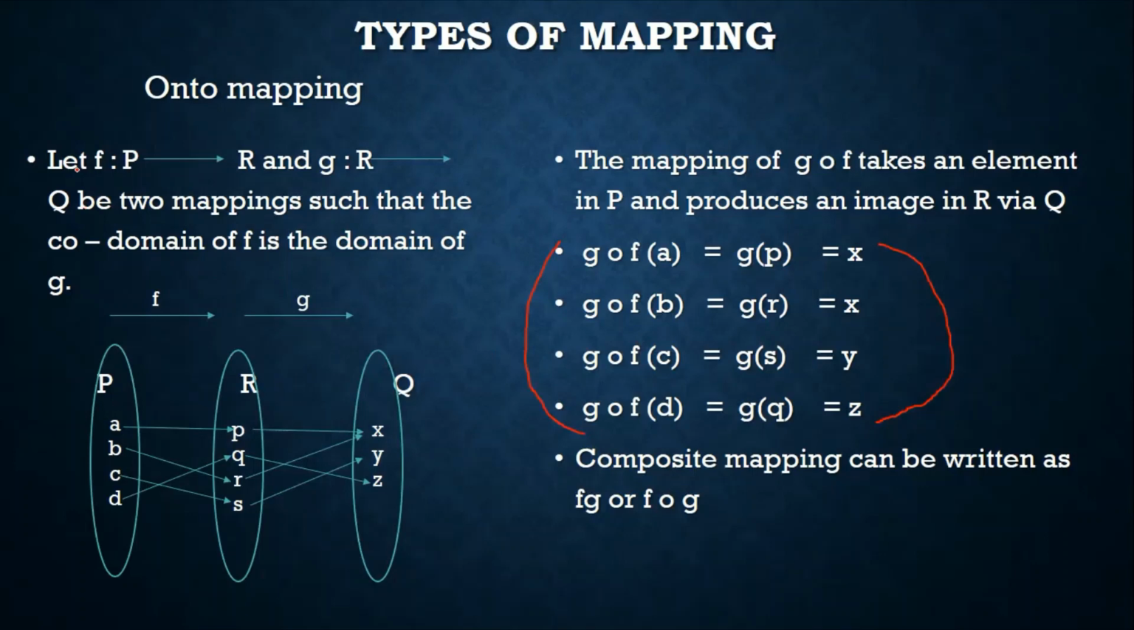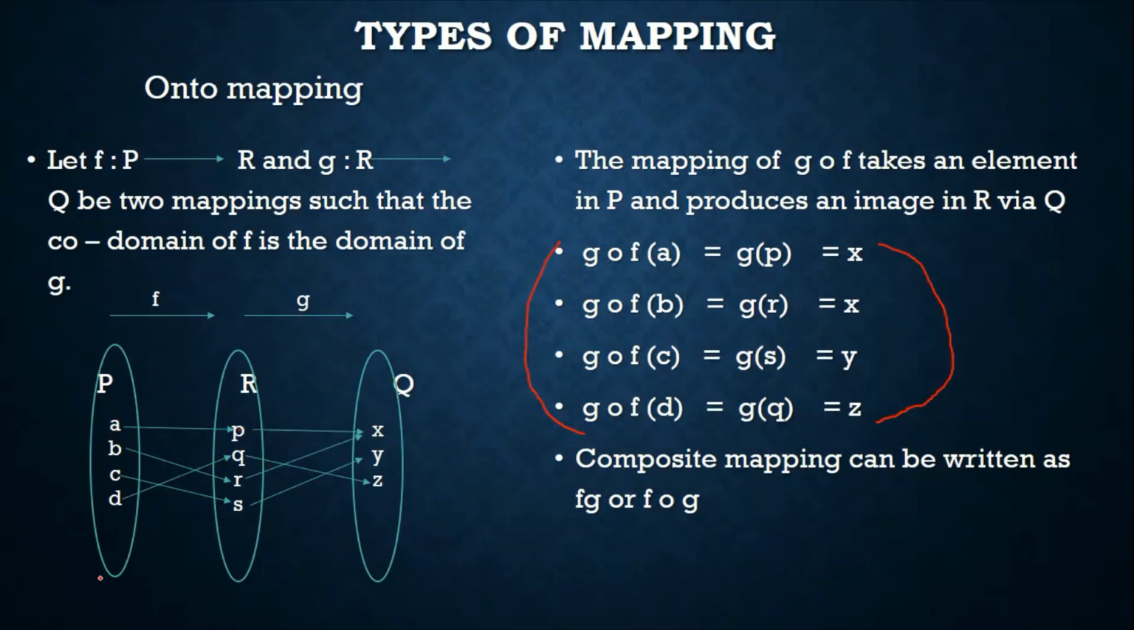Now let's see. It says let F be a function between P and R, and G be a function between R and Q. So you have sets P, R, and Q, and let them be two mappings such that the codomain of the function F is the domain of G. Now this means P is a domain, R is also a domain, or we can call it a subdomain, while Q is our codomain. Is that okay?